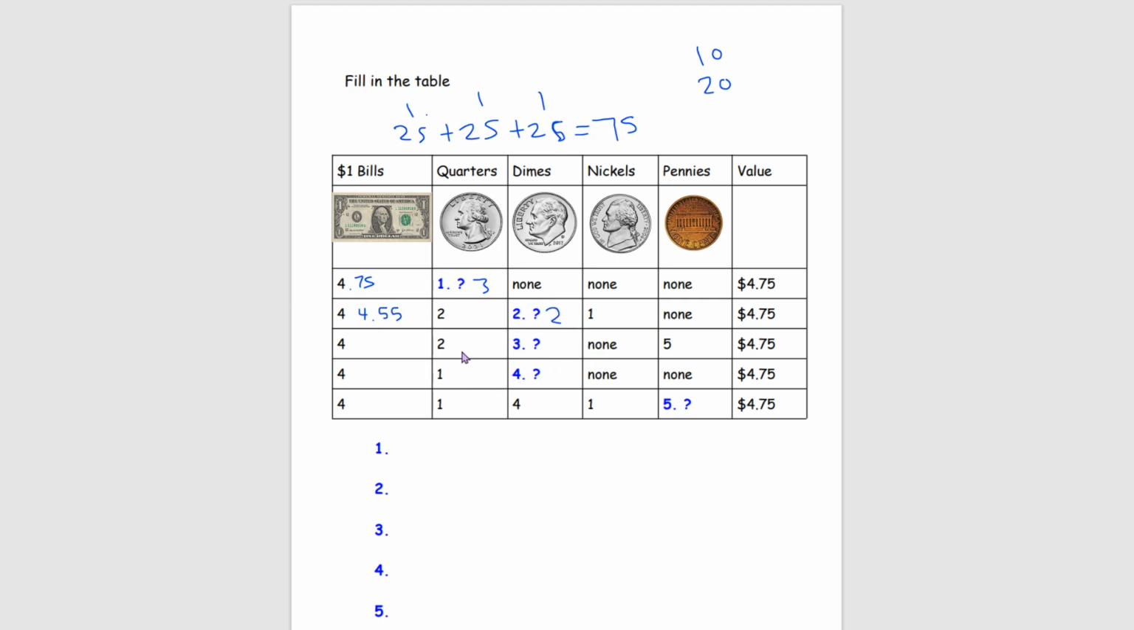And lastly, for number 3, we already know that we have 2 quarters, 5 pennies, and $4, which is equal to $4.55. And just like the last one, we know that we're missing 20 cents, and 2 dimes are equal to 20 cents. So our answer for number 3 is 2.